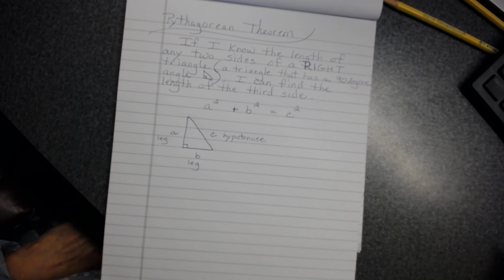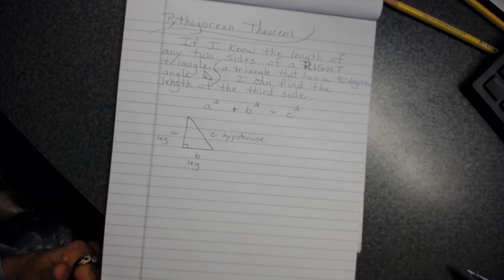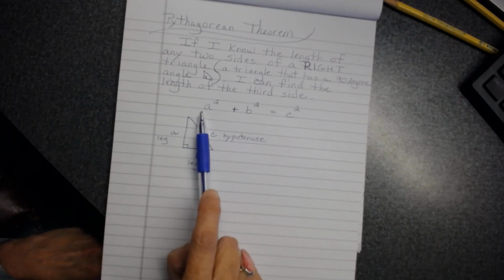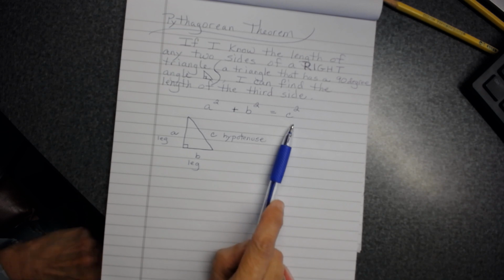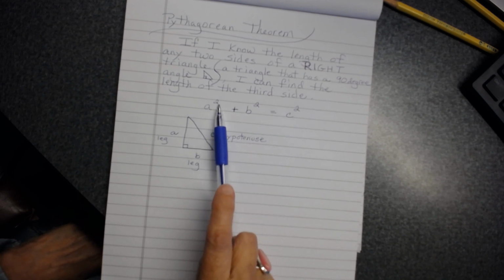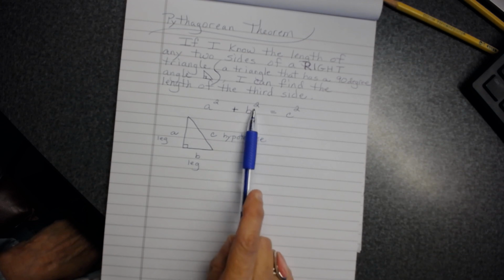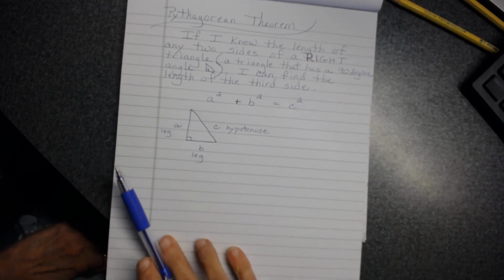If I know B and C, I can find A. If I know C and A, I can find B. So, if I know any two sides, I can find that other side by using my Pythagorean theorem. A squared plus B squared equals C squared. A squared just means A times itself. B squared, B times itself. C squared, C times itself, okay?